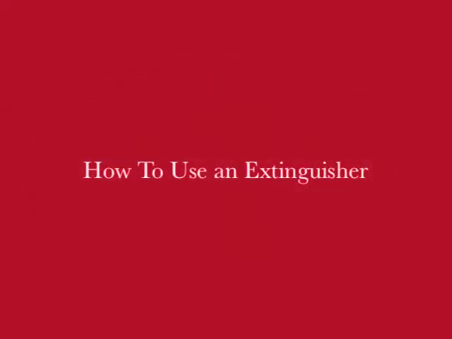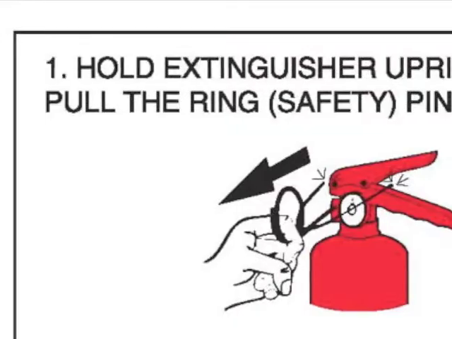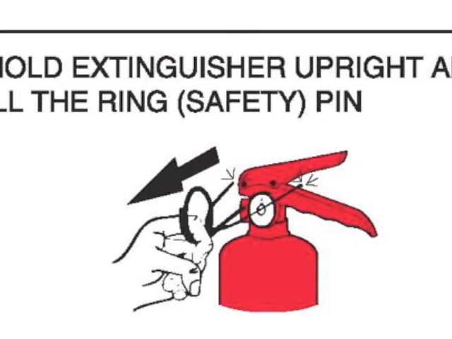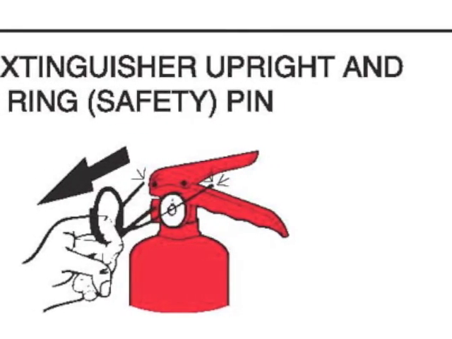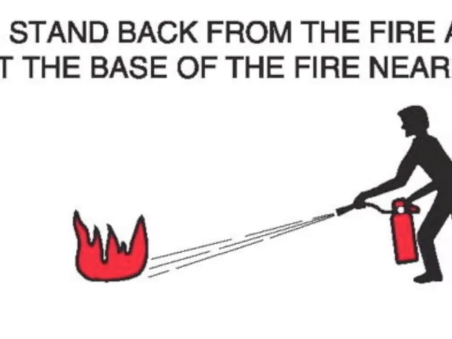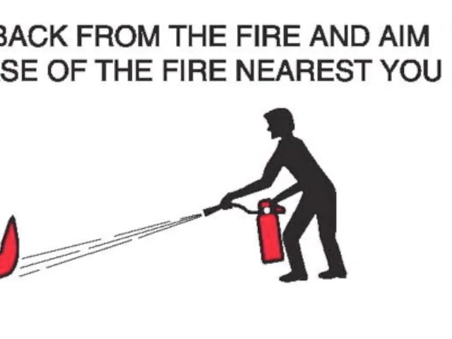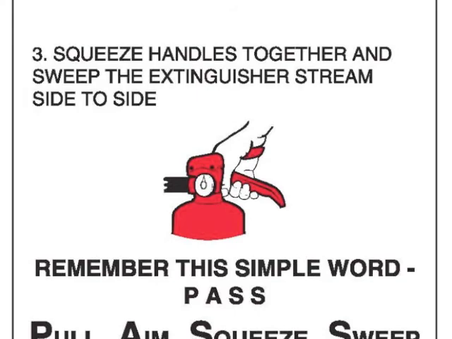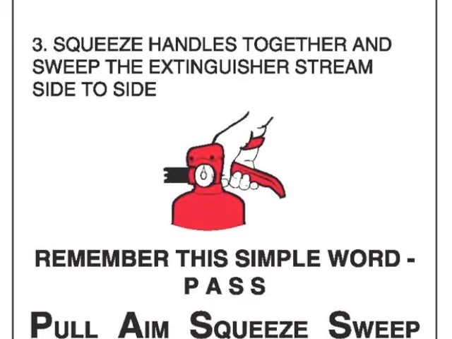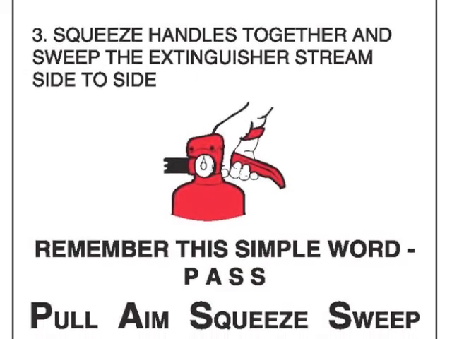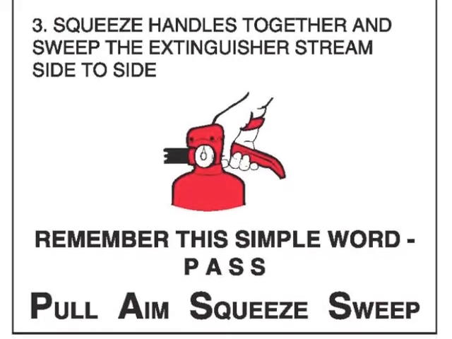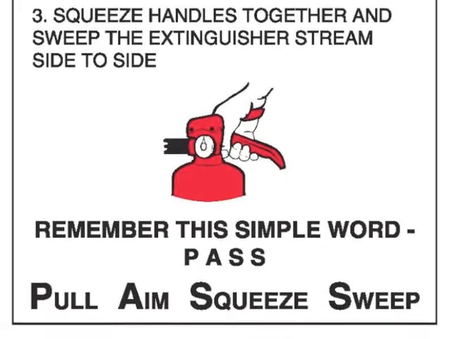How to use a fire extinguisher. First thing you want to do is pull the pin. Next, aim the nozzle or hose at the base of the fire from the recommended safe distance. Then, squeeze the operating lever to discharge the fire extinguishing agent. Remember your acronym: PASS. Pull, aim, squeeze, sweep.